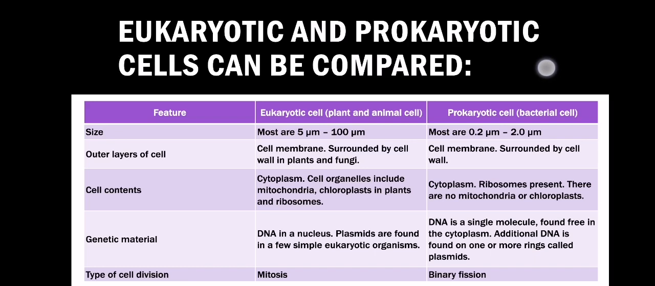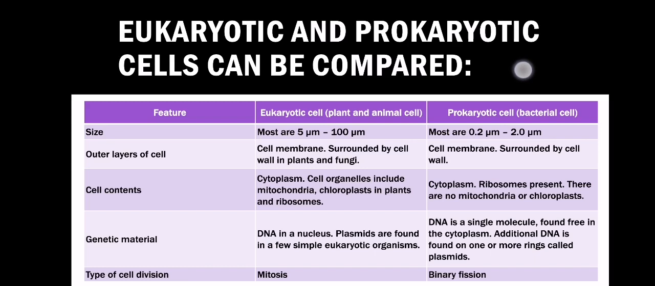Then outer layers of cells: for the eukaryotic, you can remember cell membrane, surrounded by cell wall in plants and fungi. For the prokaryotic, you can say cell membrane surrounded by cell wall. Now cell contents: for eukaryotic, cytoplasm and cell organelles include mitochondria, chloroplasts in plants, and ribosomes. For the prokaryotic, cytoplasm and ribosomes are present. There are no mitochondria or chloroplasts.